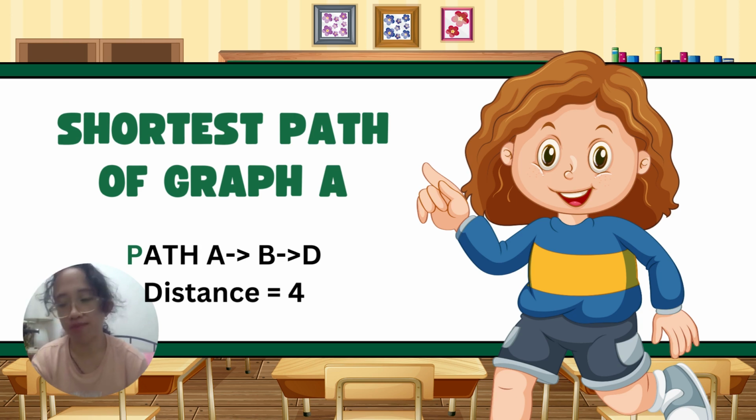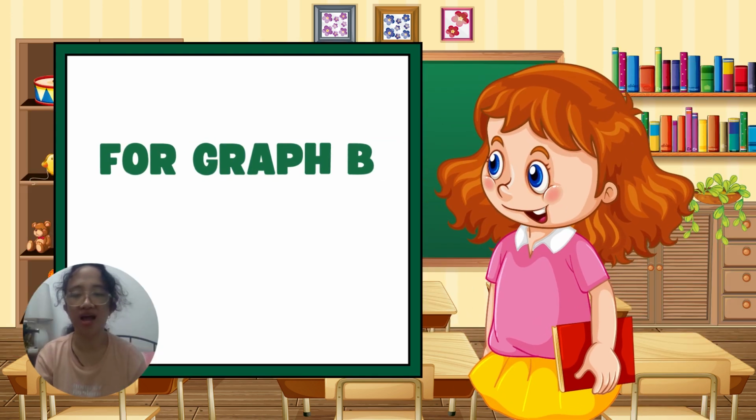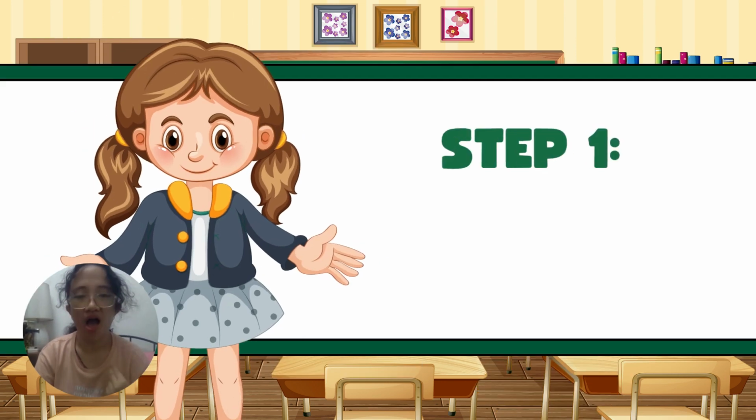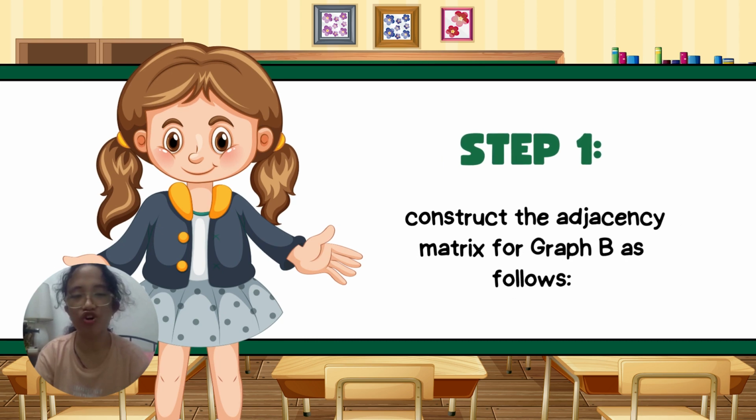Let us always remember that to find the shortest path between two specific vertices, we must go back to the matrix D. Starting from the source vertex, follow the path with the minimum weight until you reach the destination vertex. Let us all apply the steps that we have learned from graph A in order to find the shortest path in graph B. Again, our first step is to construct the adjacency matrix for graph B as follows.